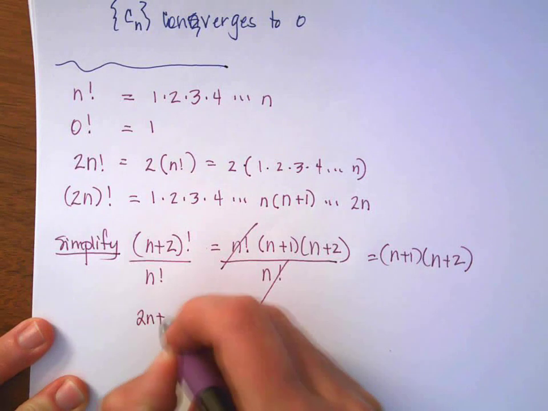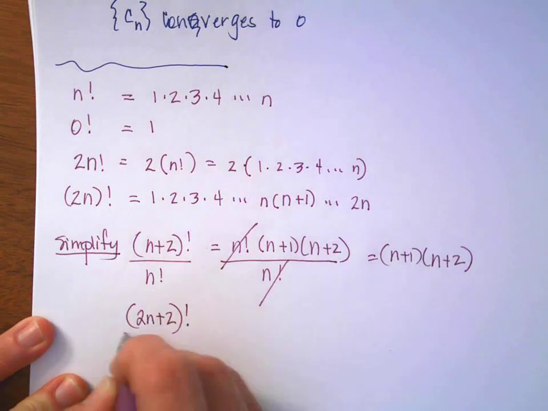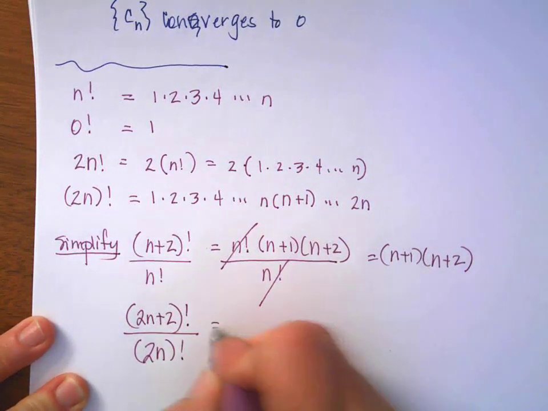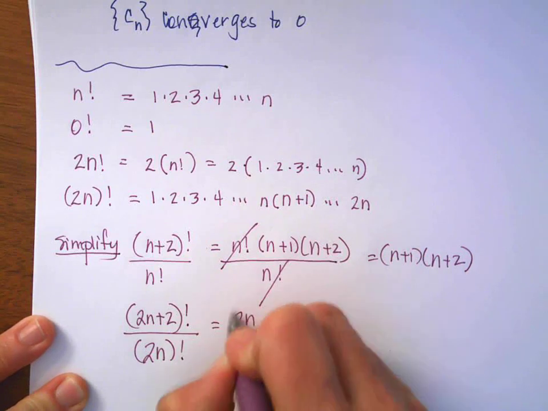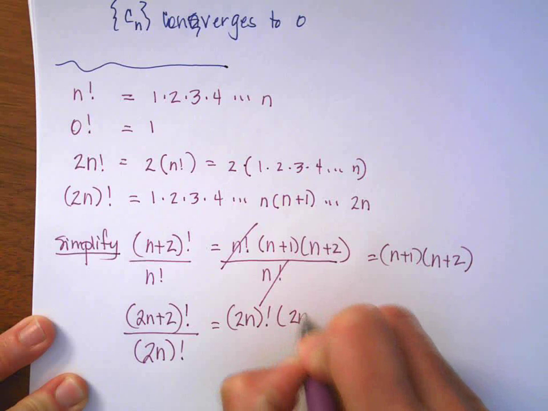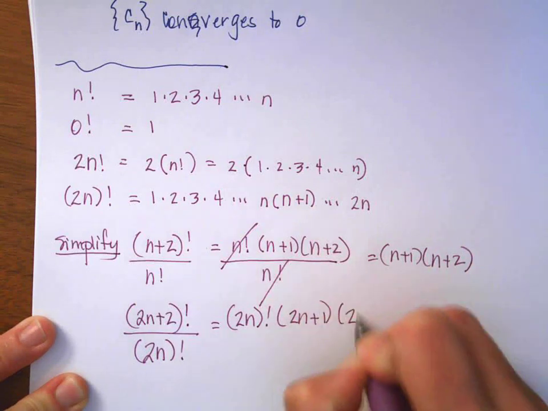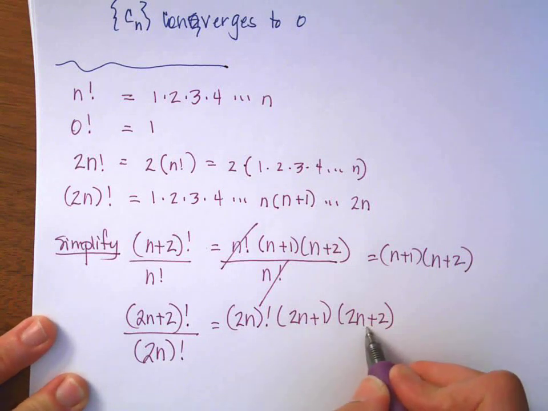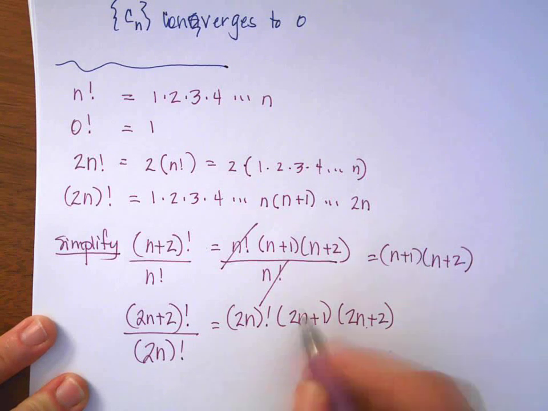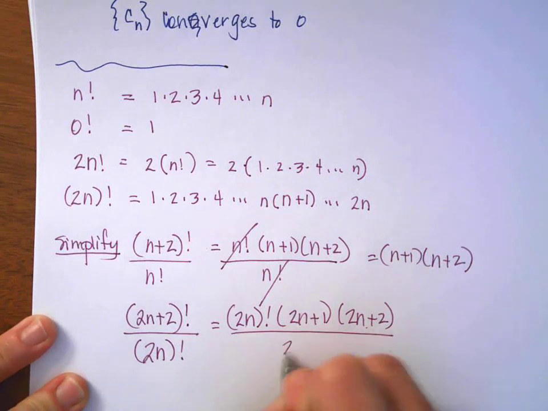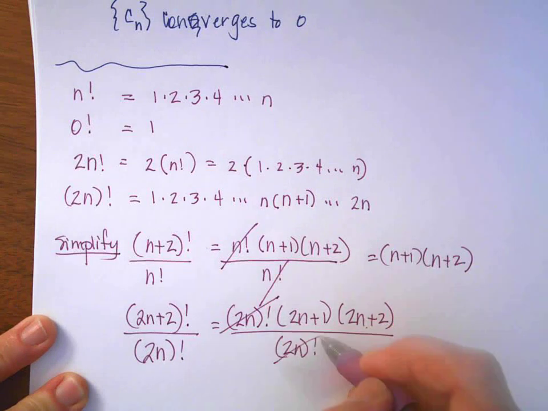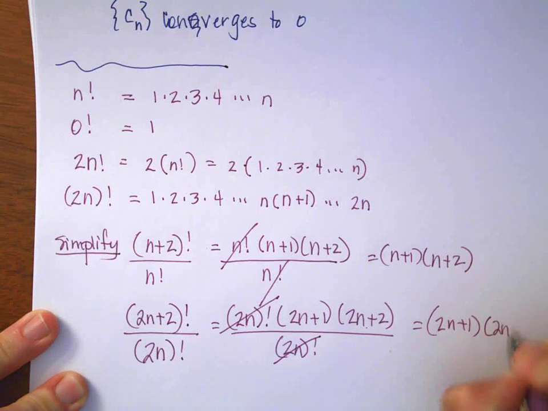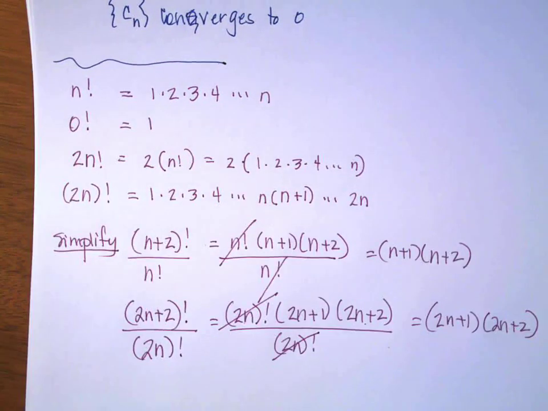So now let's do one more of these simplifies. Let's do (2n plus 2) factorial over (2n) factorial. Okay, so I'm going to have a (2n) factorial, and then I'm going to have a 2n plus 1, and then I'm going to have a 2n plus 2. This would be the next to last term. This would be my last term, and then this would get me all the way to here. And then I would divide by my (2n) factorial. Those cancel, and so it would just be 2n plus 1 times 2n plus 2.